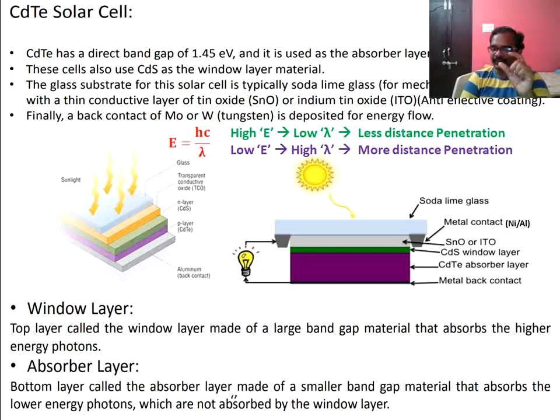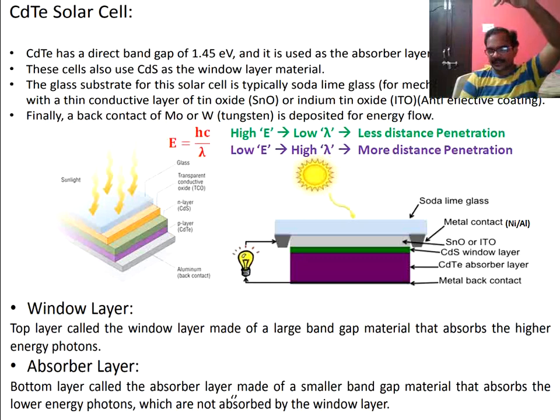Why do I have to take it like this? Now let's see this explanation. E is inversely proportional to lambda. That is, whenever E is high, lambda is less. Whenever E is less, lambda is more. That's a common observation. That is, high energy means high band gap means low wavelength. Low wavelength means less penetration distance.